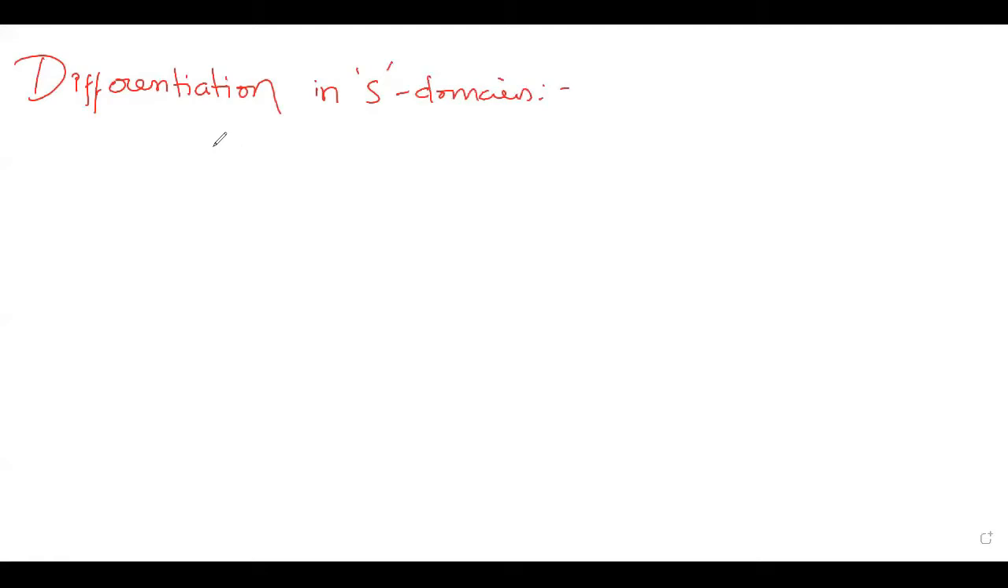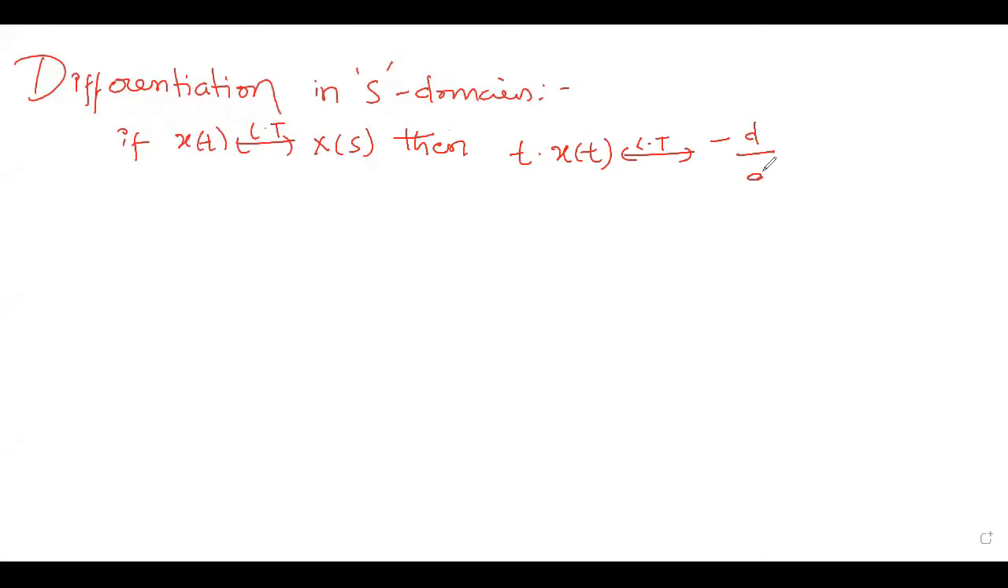So the differentiation in S-domain property states that if the Laplace transform of x of t is X of s, then the Laplace transform of t into x of t is minus d by ds into X of s. Okay. Proof. Let us see the proof.